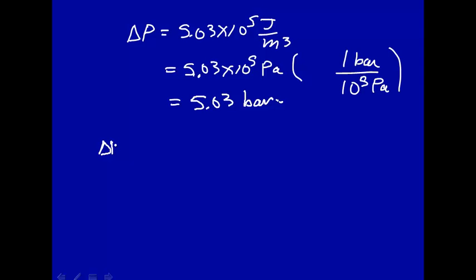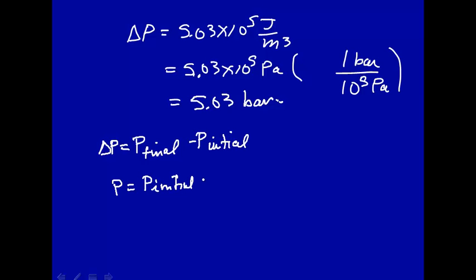All right, so delta P was P final, that's what we want, minus P initial. So the final pressure is the initial pressure plus delta P. The initial pressure was 1 bar, and the delta is 5 bar. So the final pressure you have to be at is 6 bar.